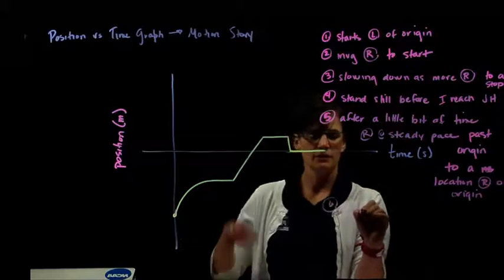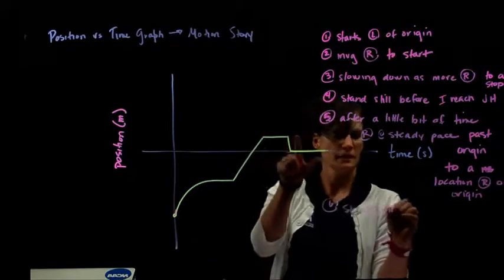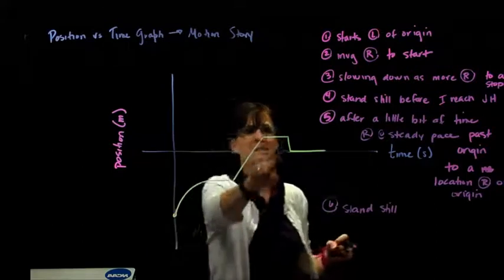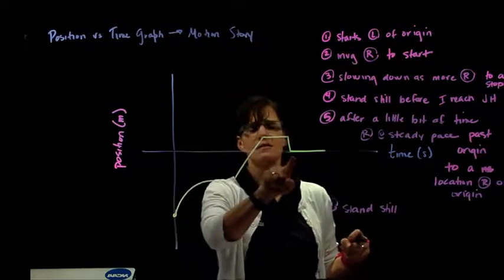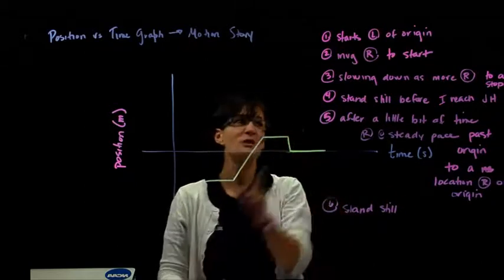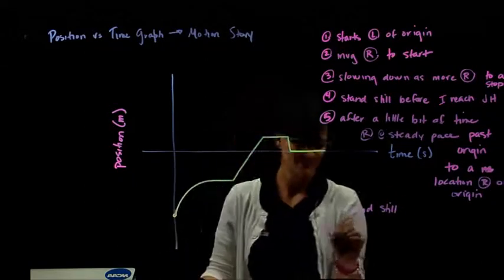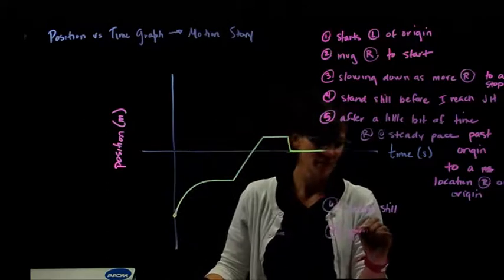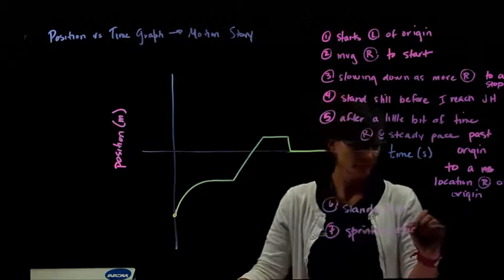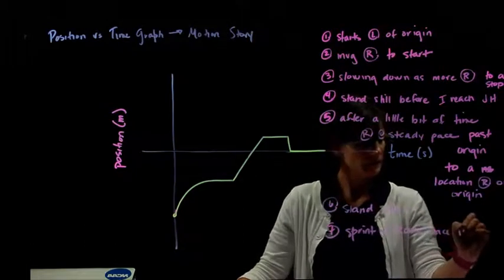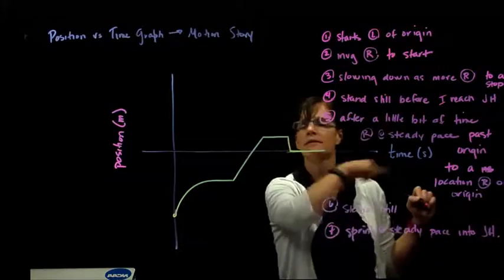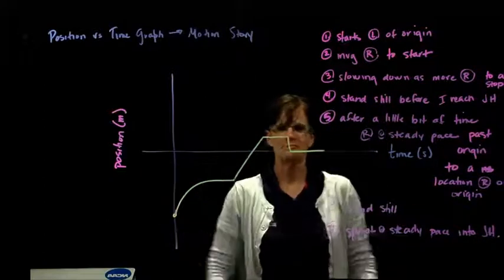And I stand still for a little bit, grab my keys, but I'm late for class in Jarvis Hall, so I sprint from my car towards Jarvis Hall, or in this case, it's to the left. So I sprint at a steady pace, because it's a straight line, into Jarvis, where I stand and lecture.